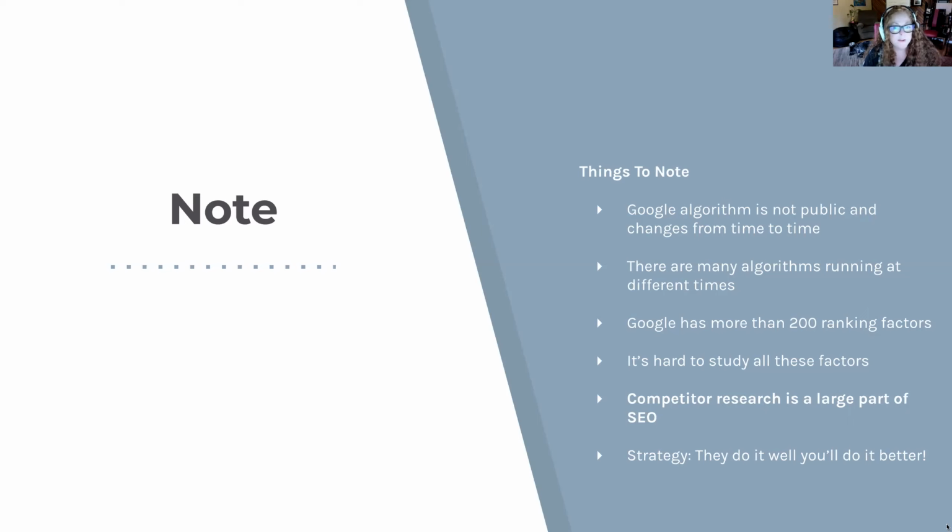There are many ways to do competitor research, so eventually you're going to develop your own strategy over time. When I do keyword research, I'll take my keyword and go into the search engine results pages and definitely check it there, among some other places. So the strategy is, they do it, we're going to do it better. We're going to find our competition, see what they're doing, and do it better.